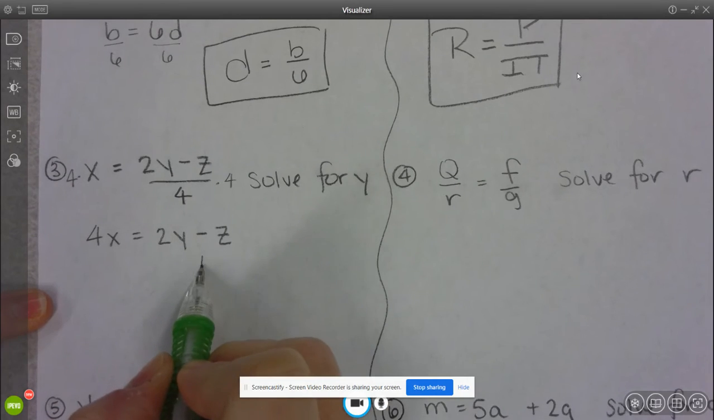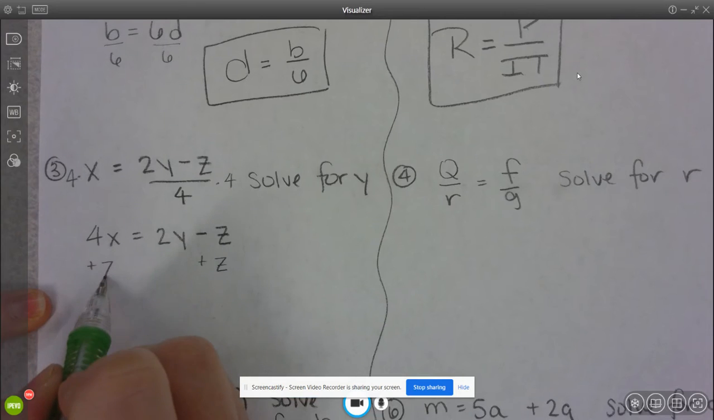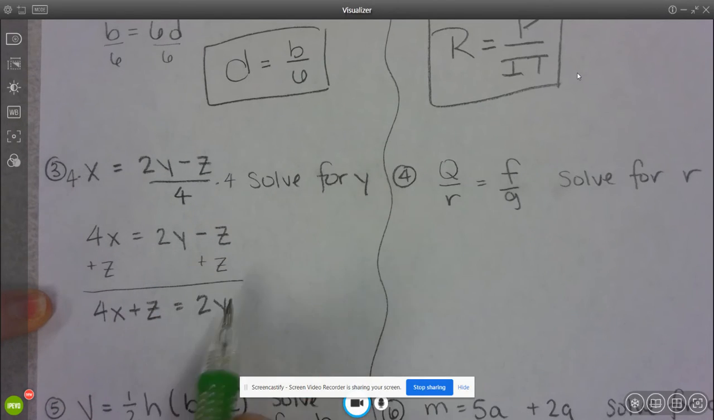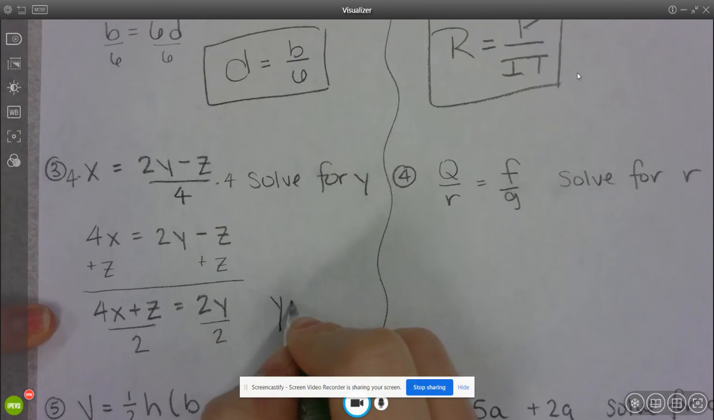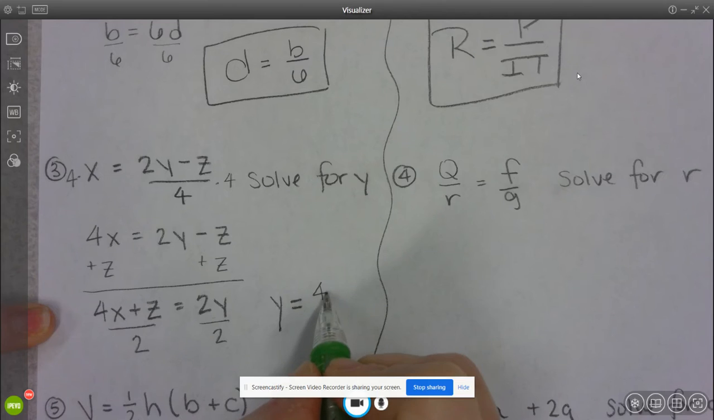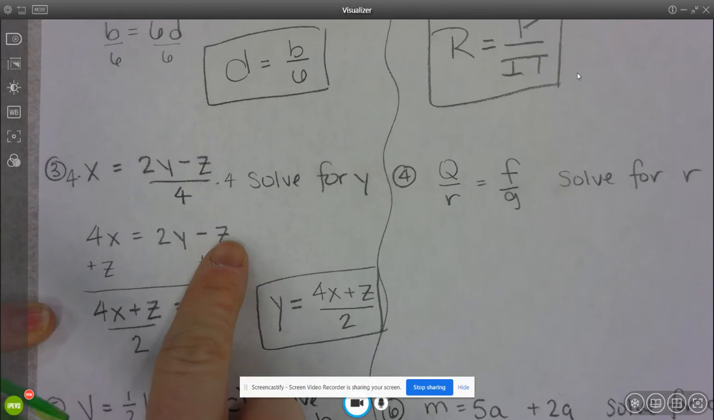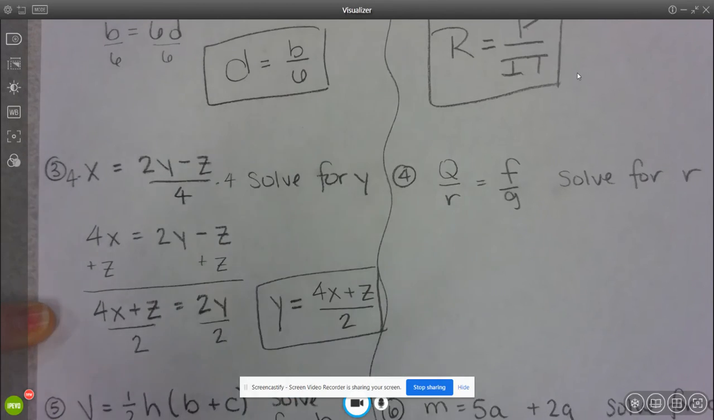So getting y alone, the next thing I would need to do is add z. And then finally, I divide everything by 2. So I'll have y being equal to 4x plus z, all divided by 2. So all the same steps we would have done if these were things I could have simplified. But again, there's no simplifying, I'm just rearranging.